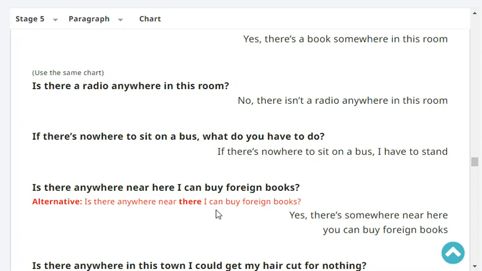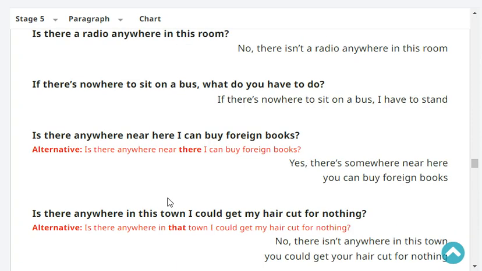If there's nowhere to sit on a bus, what do you have to do? If there's nowhere to sit on the bus, I have to stand.